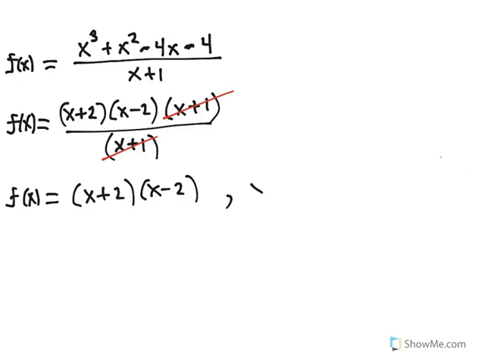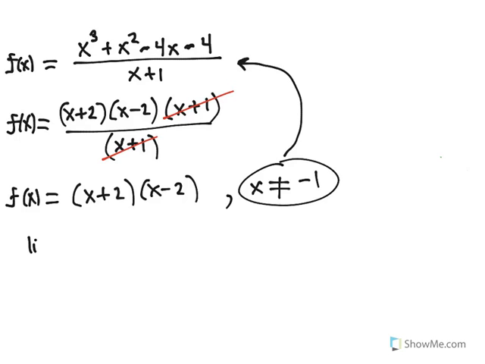I do have to write that x cannot be equal to -1 to remember that in my original definition of f, I had the x plus 1 factor in the denominator, which would exclude -1 from the domain. So now I'm ready to go ahead and find the limit of f of x as x approaches -1.